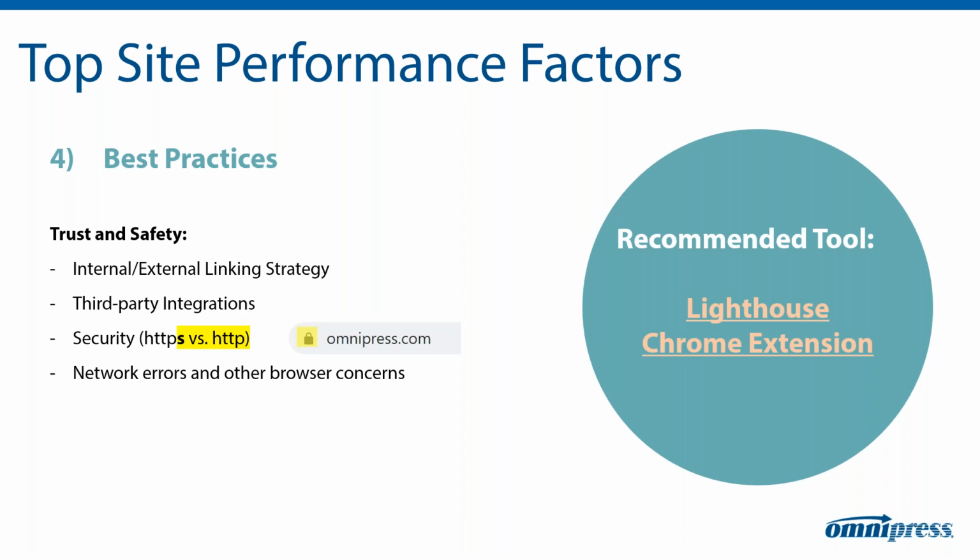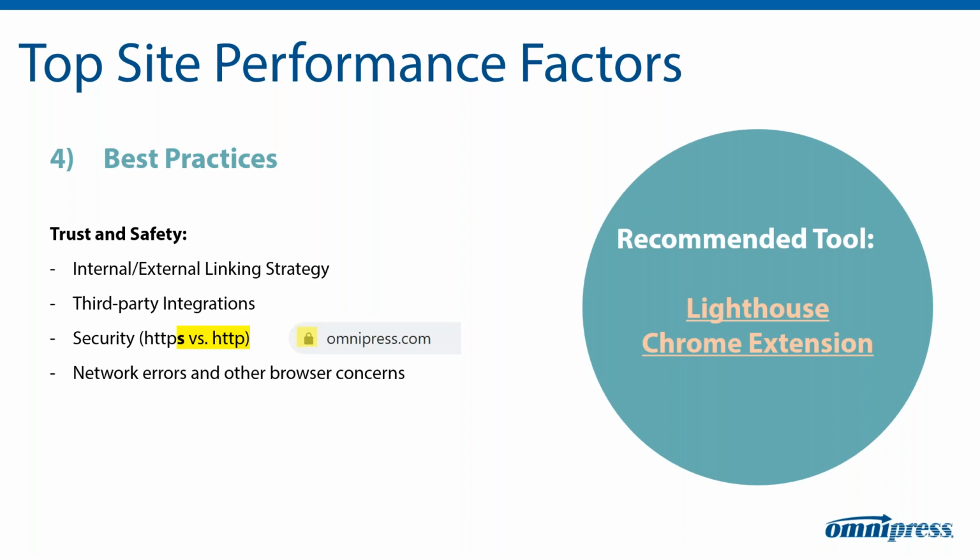And a very good way to see that is by going to your URL; besides if it has an S, it'll also have this little lock here, and then you know that your website is secure. And this is really important. Google will downrank you a lot for not having a secure site. And then there could just be some other network errors and browser concerns that Google may have.